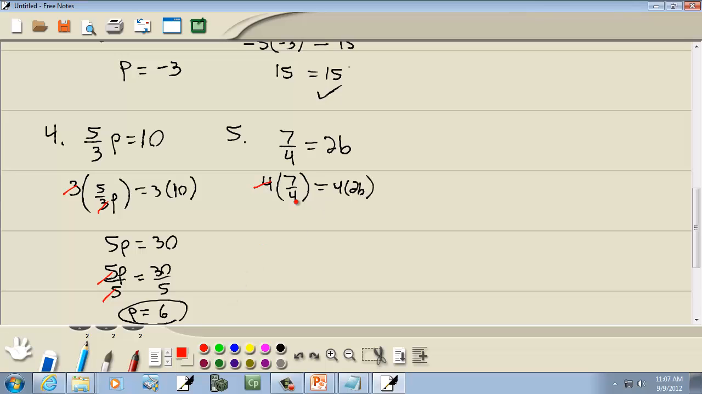I'm going to do that. These 4s are going to cancel. And we got 7 is equal to 8b. Now, our third step, get everything with a b on one side, numbers on the other side. That's done. Everything with a b is here, and numbers on the other side. Now, our fourth step is to divide both sides by the number in front of b, which is 8. And those 8's cancel. And we got b is equal to 7/8. And that's our answer.